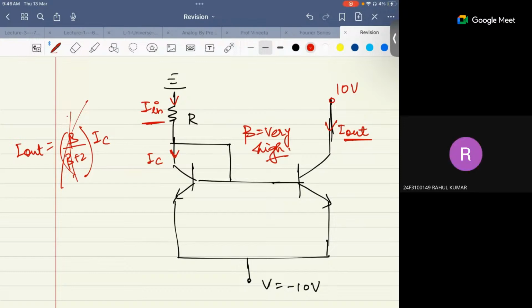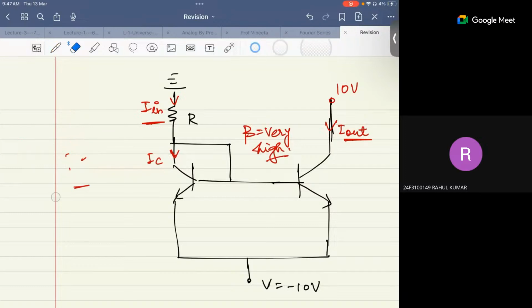Sir, IC is always equal to I out. When beta is very high, you can write the current out as equal to IC. But the exact formula is this one. Even if you directly take it as I out and IC, both will be the same. It will be given in the problem that the beta you are dealing with will be very high. Okay.